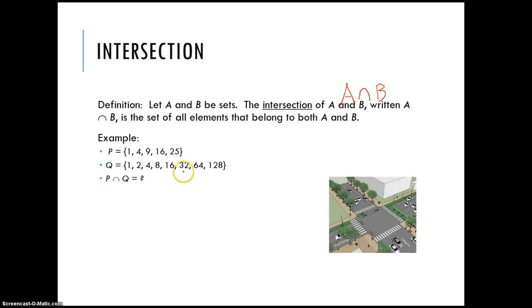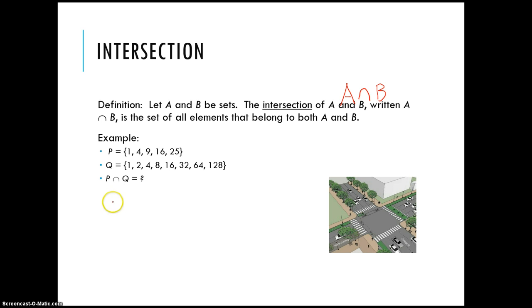So let's look at the two sets P and Q. P is the set of perfect squares. Looks like I got 1, 4, 9, 16, and 25. Those are perfect squares. And then Q is the set of 1, 2, 4, 8, 16, 32, 64. I wonder what numbers those are. So what would be P intersect Q? What would be the intersection of these two sets?